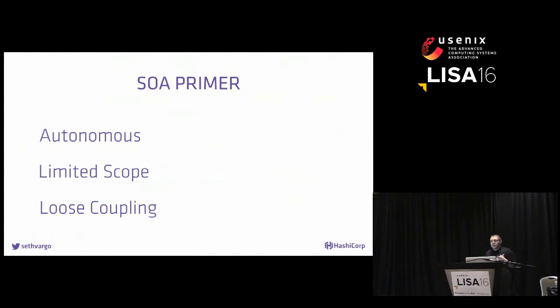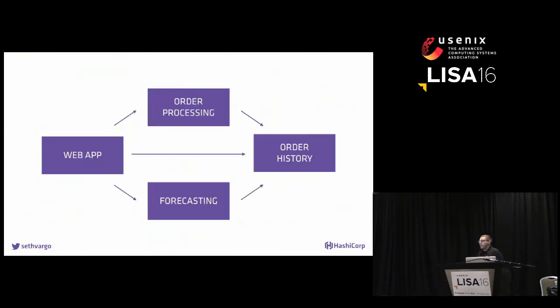So in terms of what is an MSA or an SOA, we're looking at something that has an autonomous, limited scope, loose coupling. So we're looking at applications that have a very well-defined behavior. And those applications generally communicate as sequential processes with each other. So for example, you may have something like a traditional three or four tier web application. You have your database and your load balancer. But that web application might be broken apart into a number of different microservices.